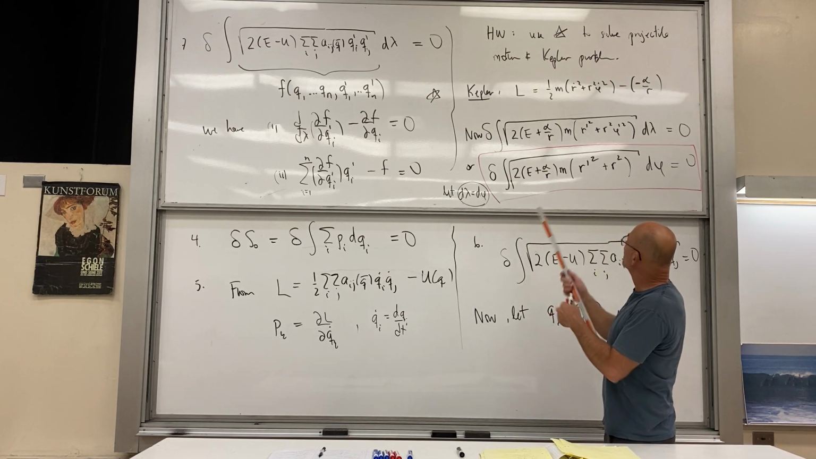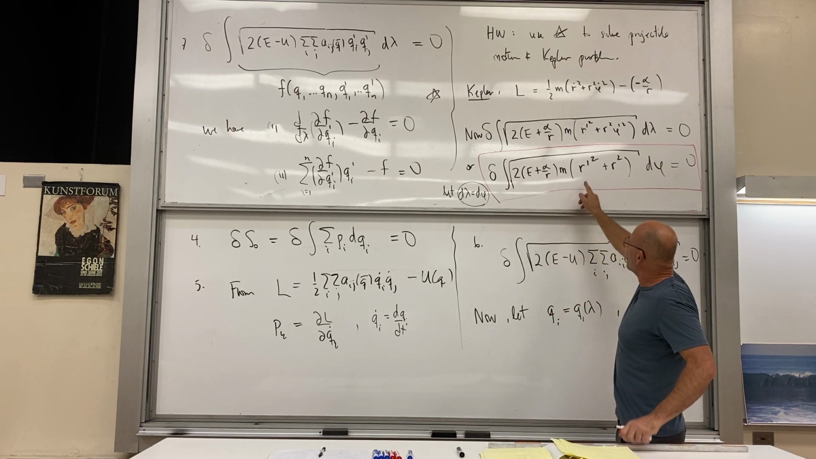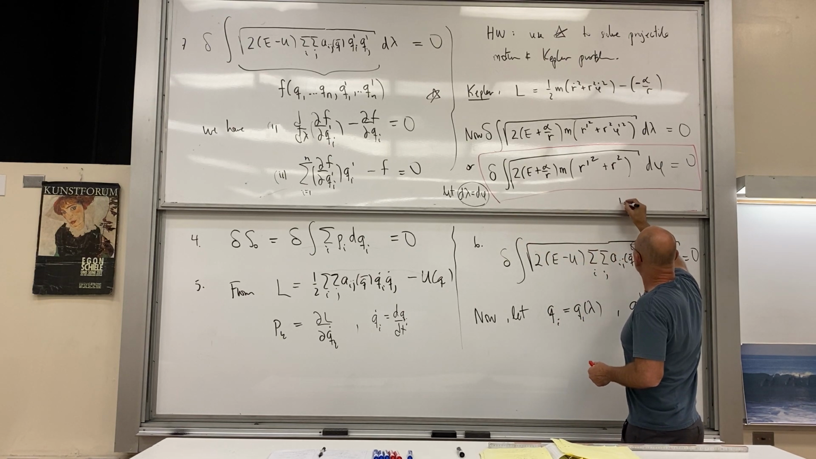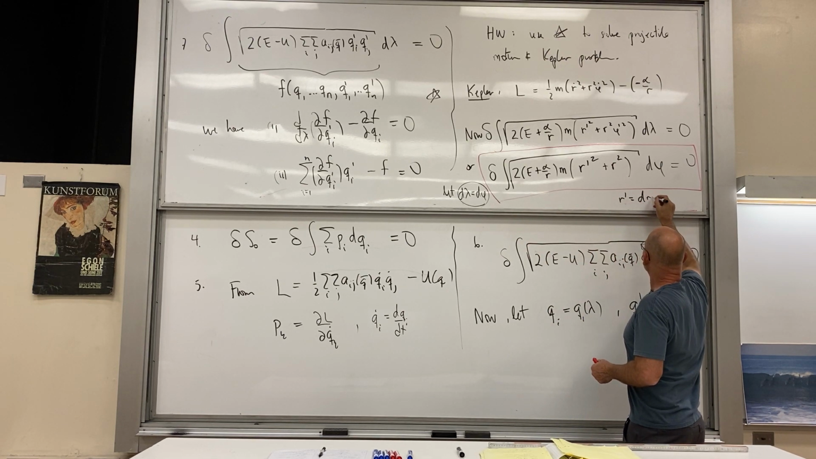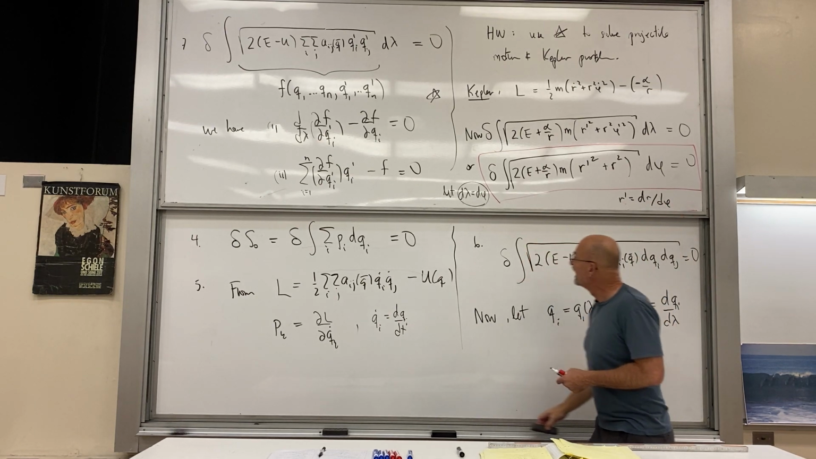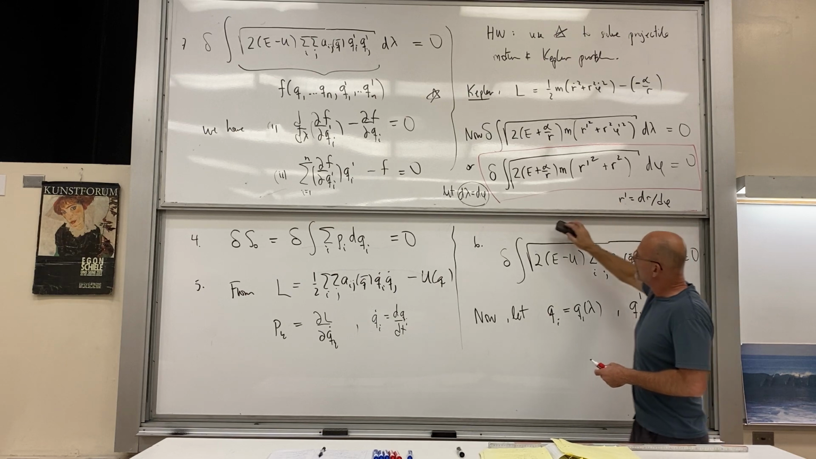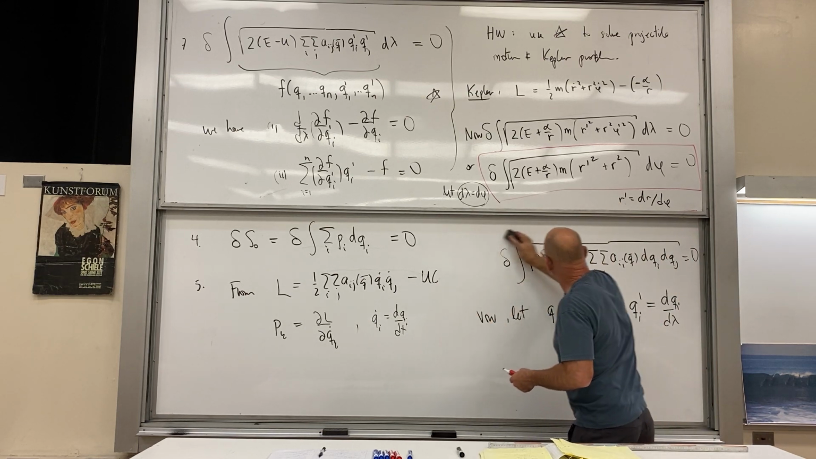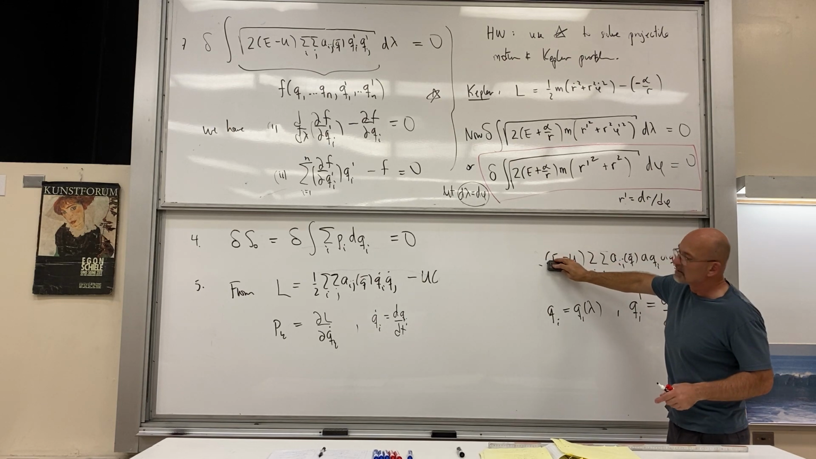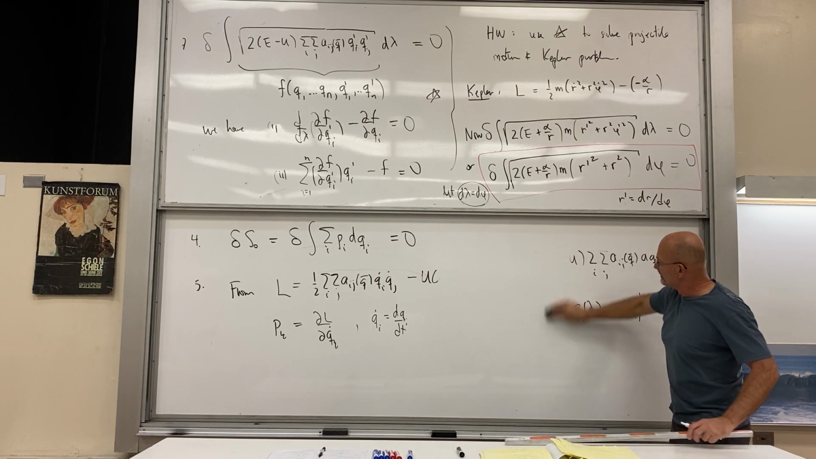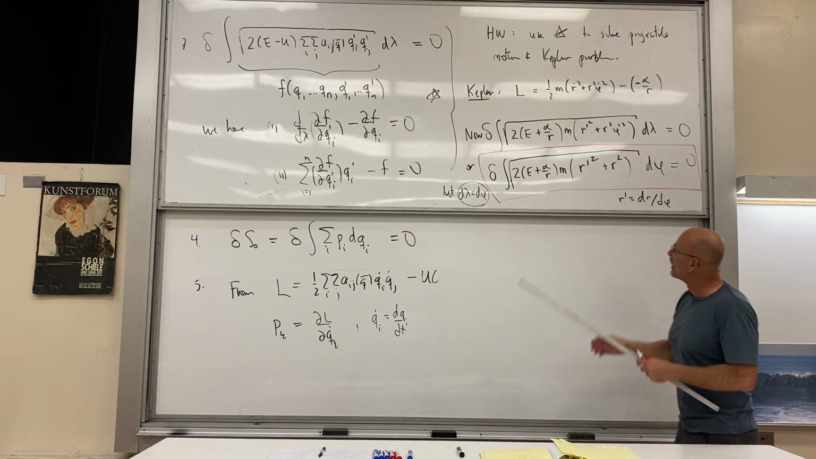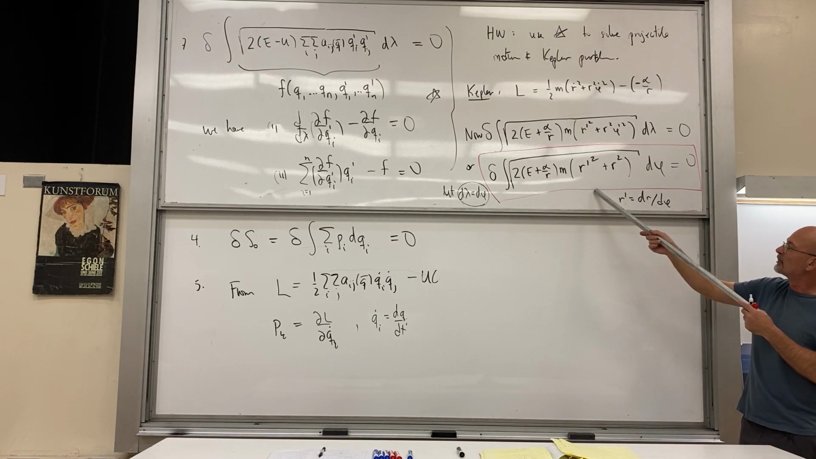Very important. R prime is dr d phi. So R prime is dr d phi. And this is going to get us, and not too long. Okay, good. This is going to get us to our solution of our problem pretty quickly.